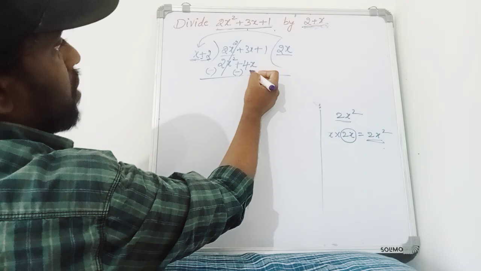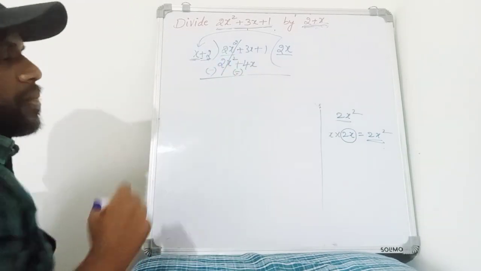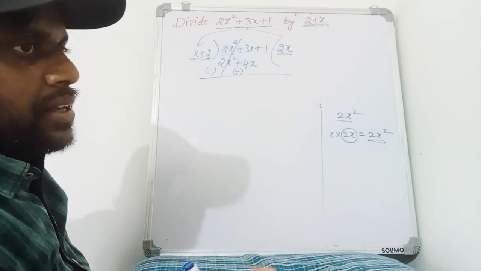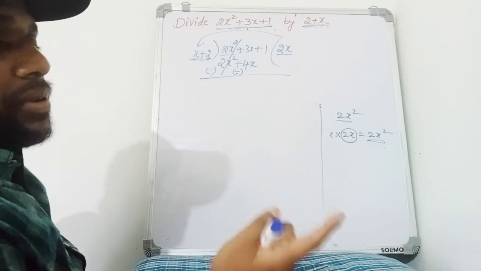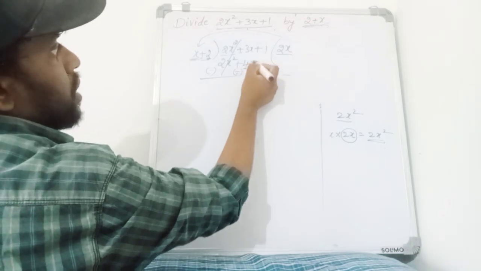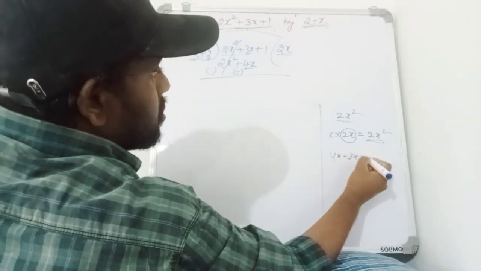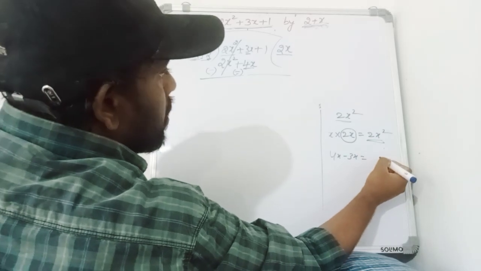Now come to this part. See, here plus is there, here minus is there. Plus into minus, minus. That means you have to subtract. Subtract the smaller number from the bigger number. See, this is 4x, 3x. 4x minus 3x is equal to x.